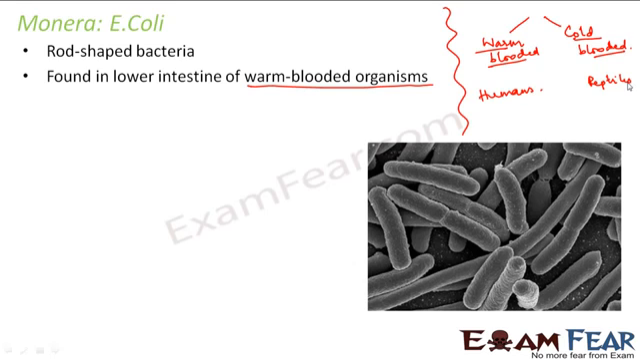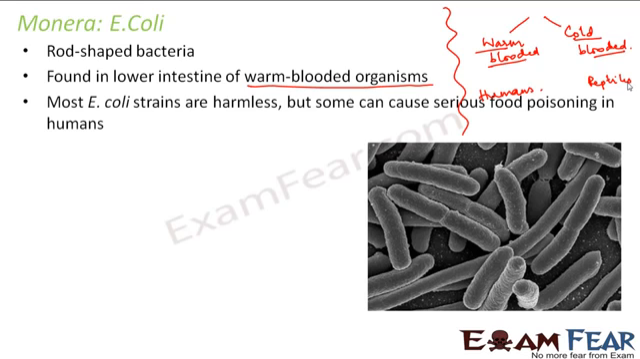Now, how do we maintain our body temperature? In order to maintain our body temperature also, the body needs some energy. And how do we get that energy? From the food which we eat. Right? Okay. So, this E. coli, most of the E. coli strains are harmless, but some can cause serious food poisoning in humans.